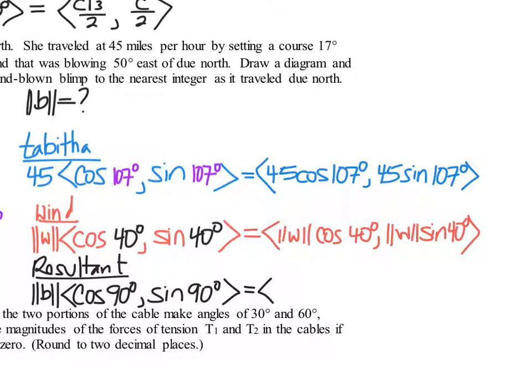You can also combine some ideas, because this is the only one where we can actually simplify a little bit. Cosine of 90 is equal to 0. So this would become 0, comma, magnitude of b, because the sine of 90 is equal to 1.